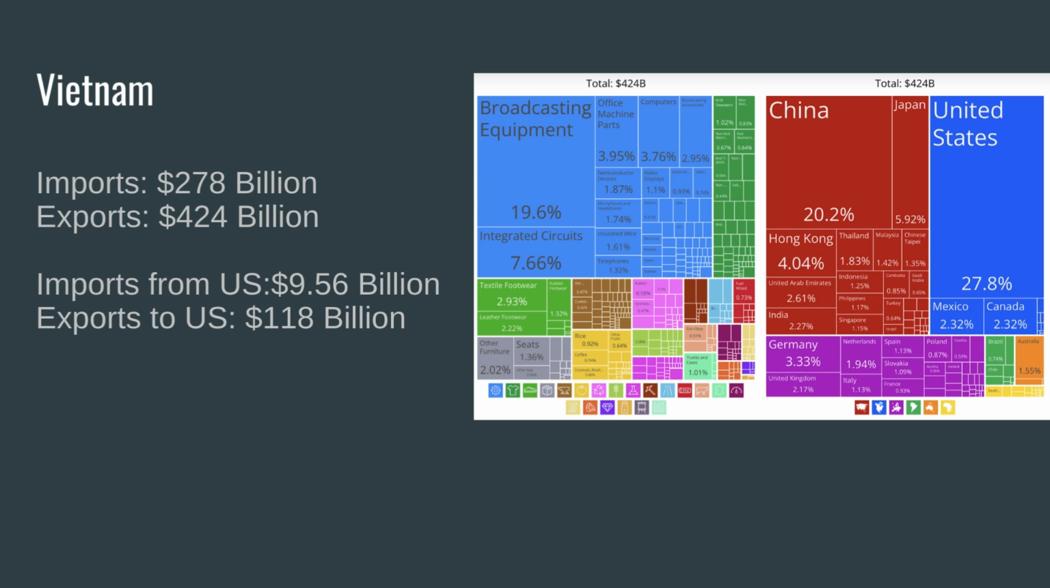From the trade perspective, we note that Vietnam operates with a positive trade balance, and the number one country it exports to is the United States. The main products the United States exports to Vietnam are broadcasting equipment, raw cotton, and integrated circuits, while the main products that Vietnam exported to the US were broadcasting equipment, computers, and other furniture.